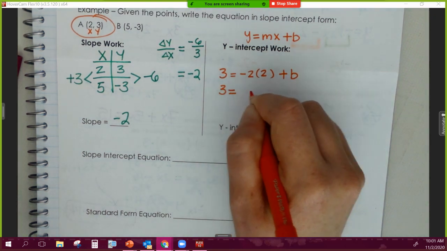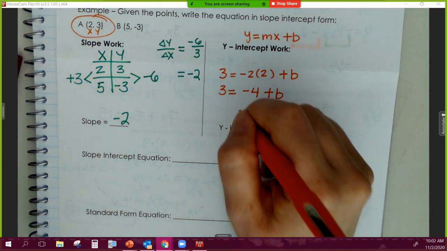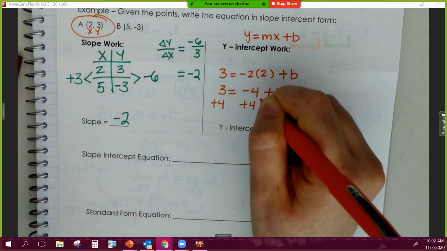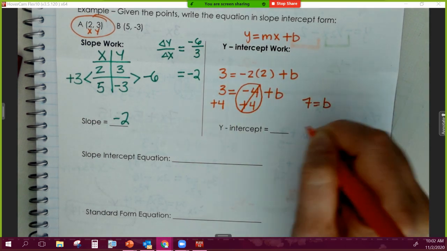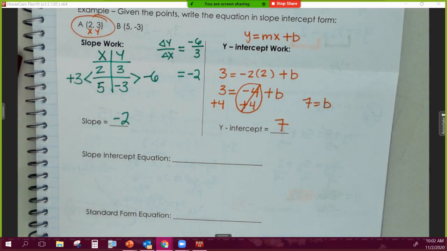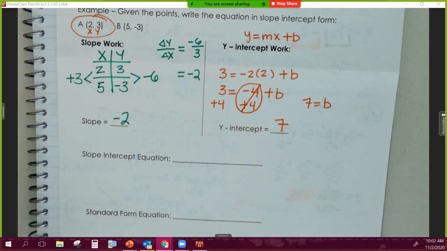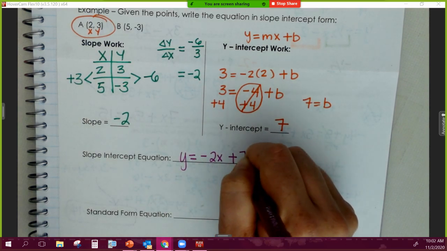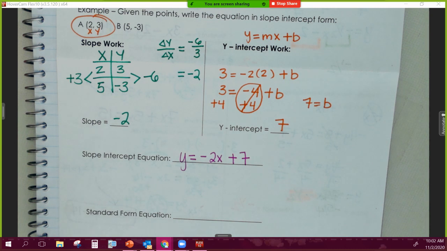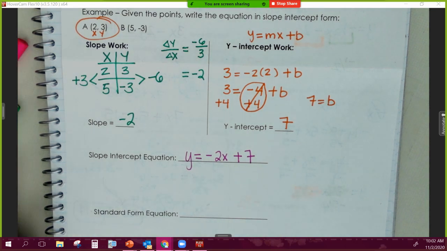So I have 3 is equal to negative 4 plus B. How do I get B by itself? Add 4. Three plus 4 gives me 7. So that's my B. And once you have your slope and y-intercept, you can write your equation in slope-intercept form. So y is equal to negative 2x plus 7.